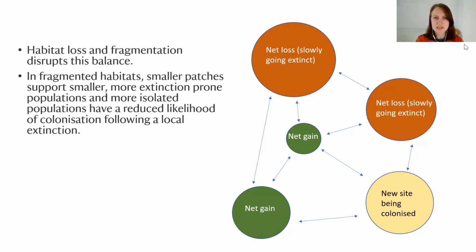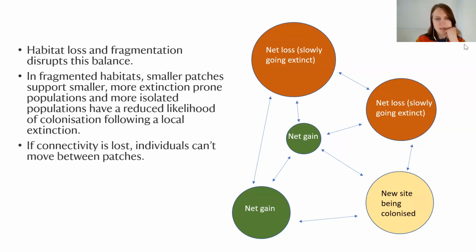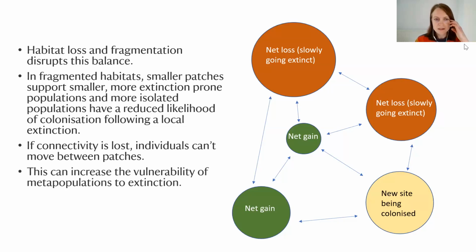And that means that there's really a reduced likelihood of a new site being colonized, to balance out those local extinctions. And of course, if the connectivity in the wider landscape is lost, individuals can't move between the patches. That's the key thing. And this can increase the vulnerability of the whole metapopulation. So the whole butterfly population in that area then becomes really, really vulnerable to extinction.